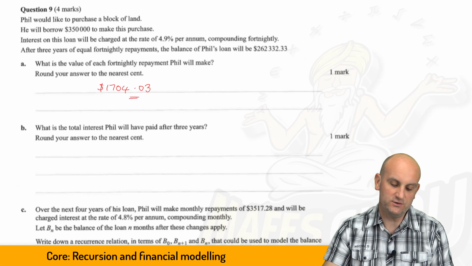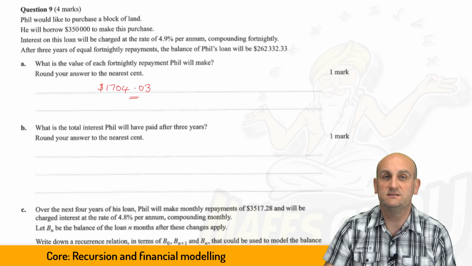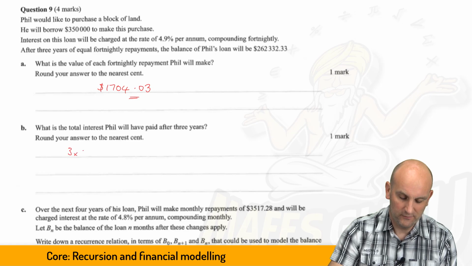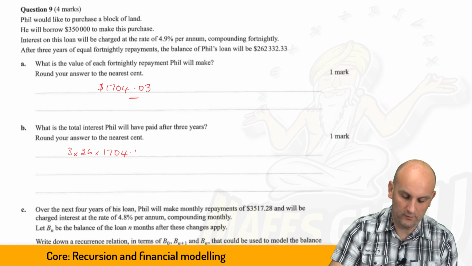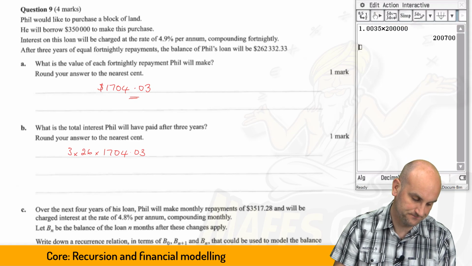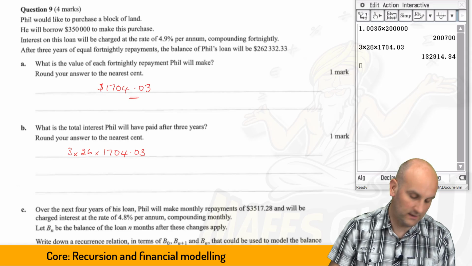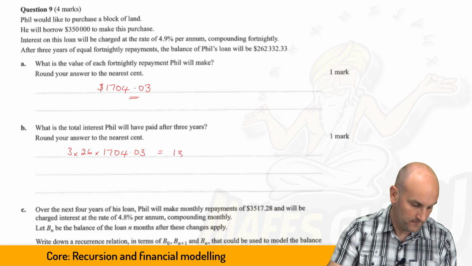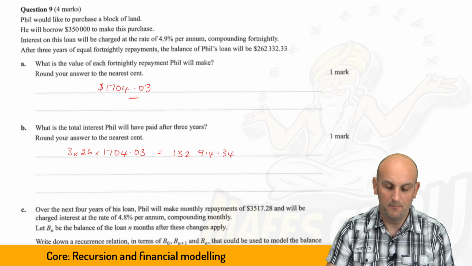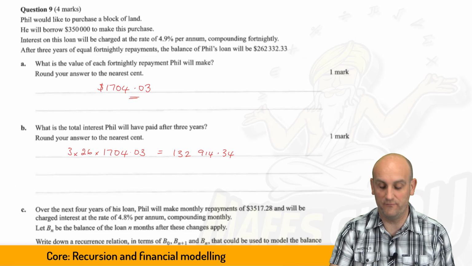Now, what is the total interest Phil would have paid over these 3 years? Well, first thing, let's work out how much he's paid. So he's done 3 years, 26 payments each of those years, and he's paid in $1,704.03, or that's what he's paid back. So bring it up, let's go to main. 3 times 26 times 1704.03 gives me $132,914.34.